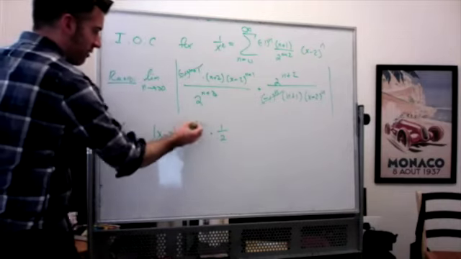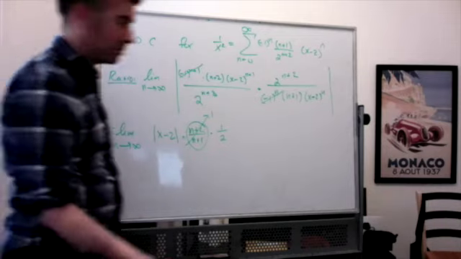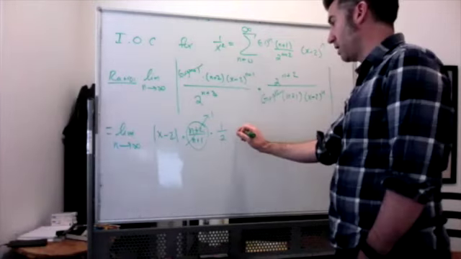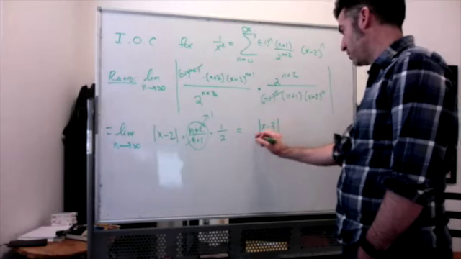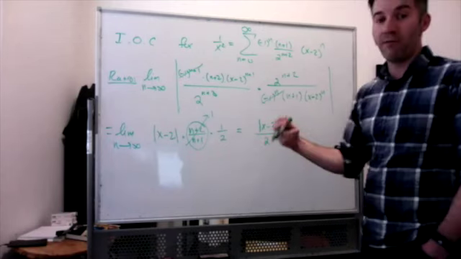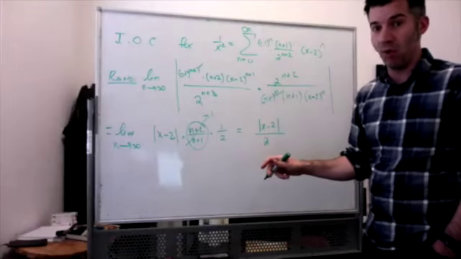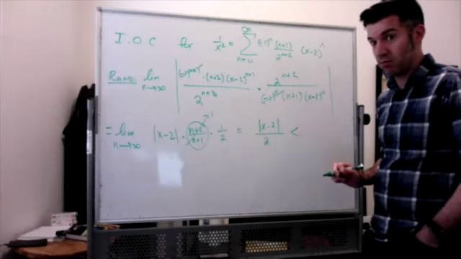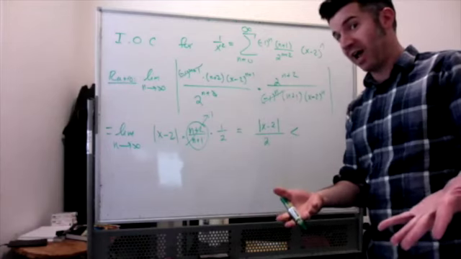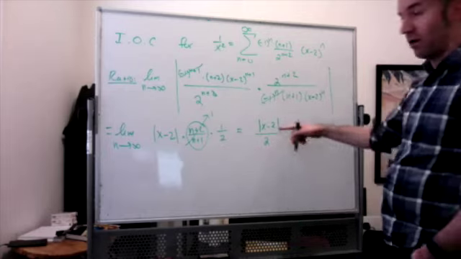The limit of this is 1. So we end up getting that this is equal to the absolute value of x minus 2 over 2. And for the ratio test to converge, this limit has to be what? Less than. Thanks. Yeah, exactly.